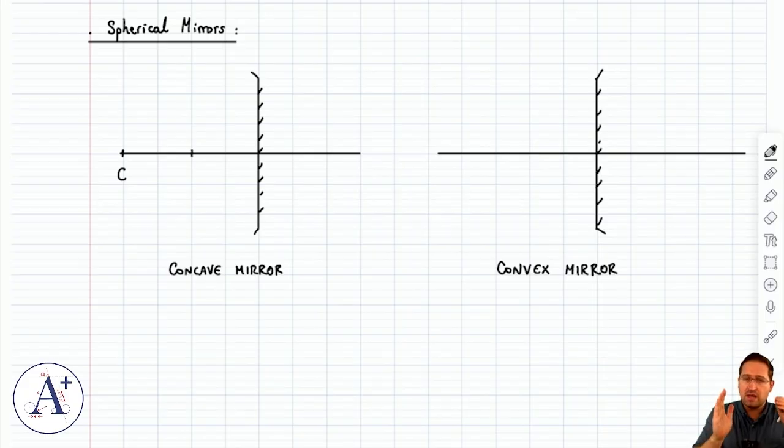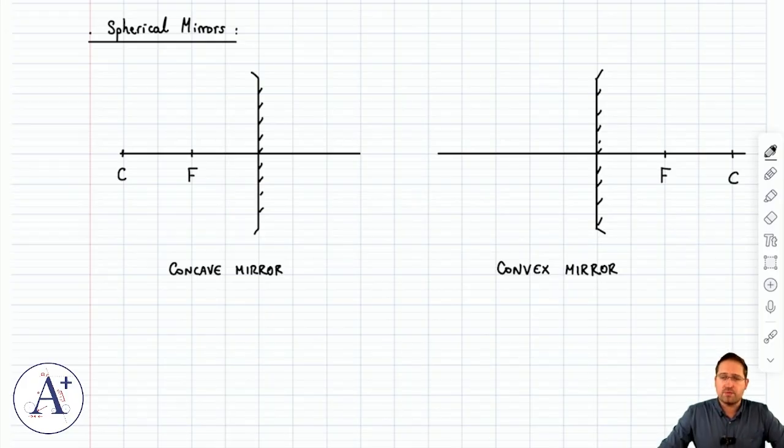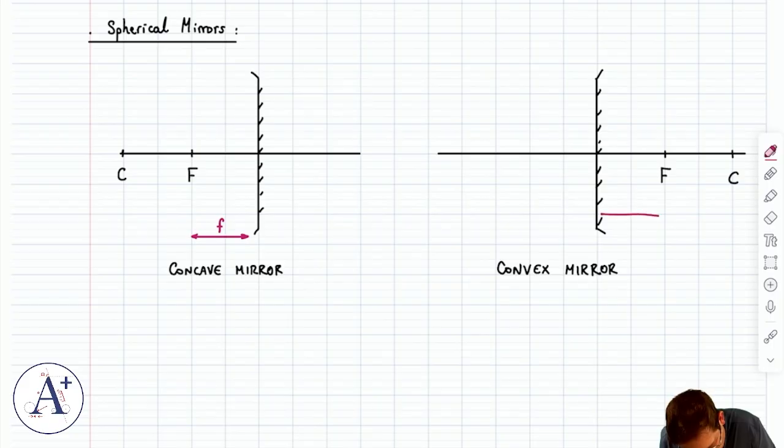But the concave mirror has a center on the same side as its shiny part, or shiny surface, whereas the convex mirror has a center on the side opposite the shiny surface, the reflective surface. And in between the center of the mirror and the mirror itself, on the axis, we have what's called a focal point, F. And this focal point is going to be a certain distance F, either in front of the concave mirror or behind the convex mirror.